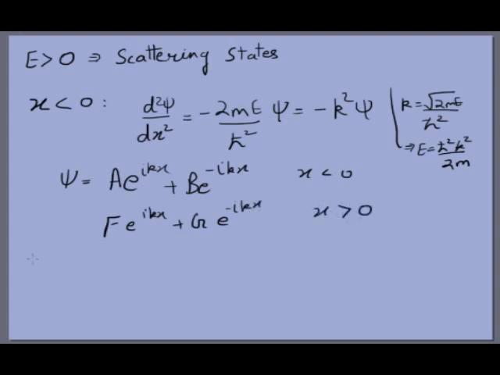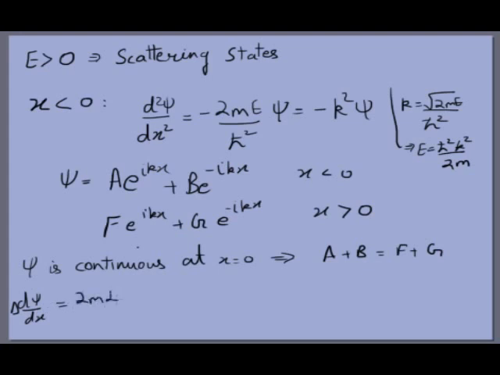And then we'll have the boundary conditions. The first is psi is continuous at x equal to 0. This tells us a plus b is equal to f plus g, and the other is delta of d psi by dx, the same thing we did in the previous case, is equal to 2m alpha by h squared times psi of 0. But what is psi of 0? A plus b.